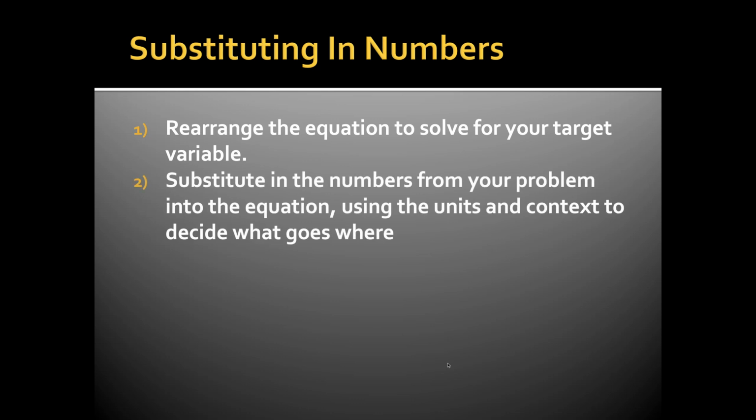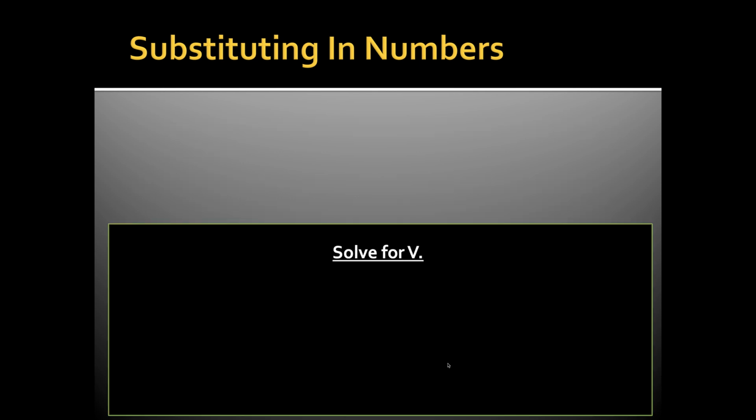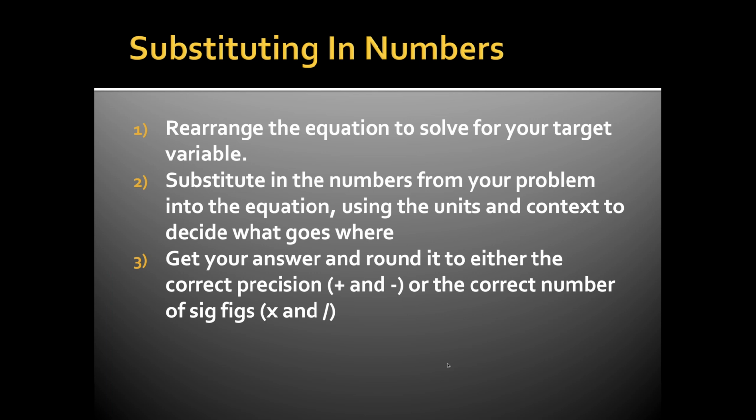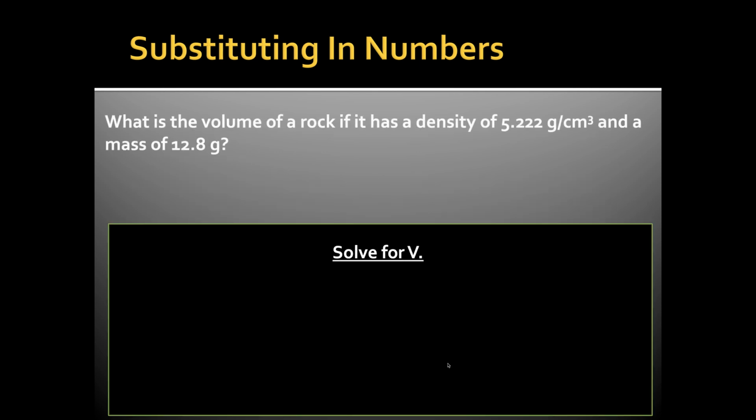First, we rearrange, then we substitute, including the units, and make sure you copy the numbers exactly. This way, you're not losing track of your significant figures when you round. And when you finally get your answer, round it off properly and make sure that you include the unit. So let's say, what is the volume of a rock if it has a density of 5.222 grams per cubic centimeter and a mass of 12.8 grams?